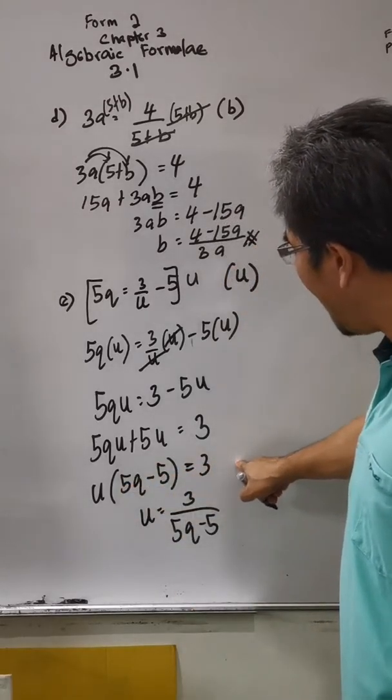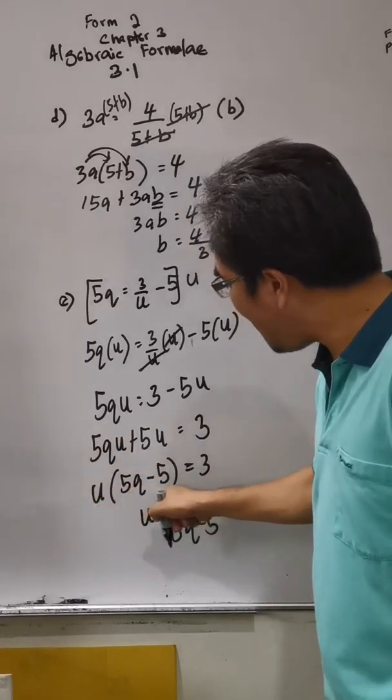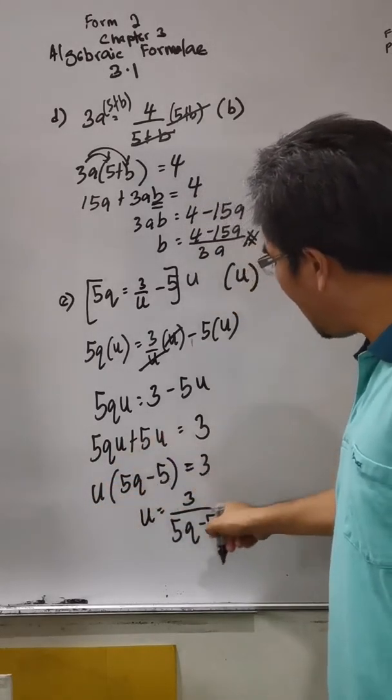Why does it not become plus or minus? Because this is U times the bracket. So if you move the bracket, it becomes divide.